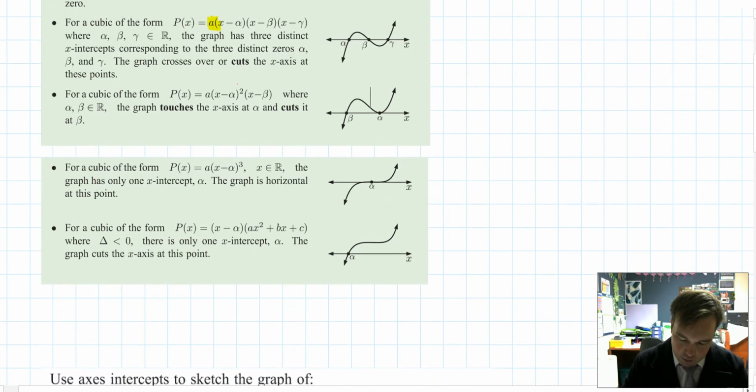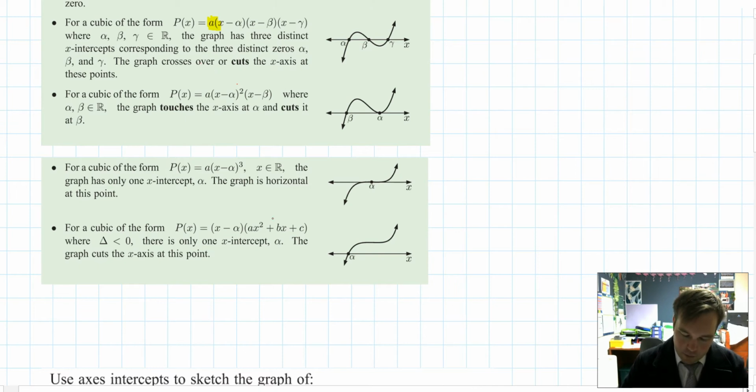Finally, we can have the form a cubed function where the point of inflection, or where it's temporarily horizontal, occurs at the x-axis. It's like a triple repeated root. So it's like what we have with quadratics, where it's touching, but this time it feels like it's touching 3 times because it flattens off entirely there.